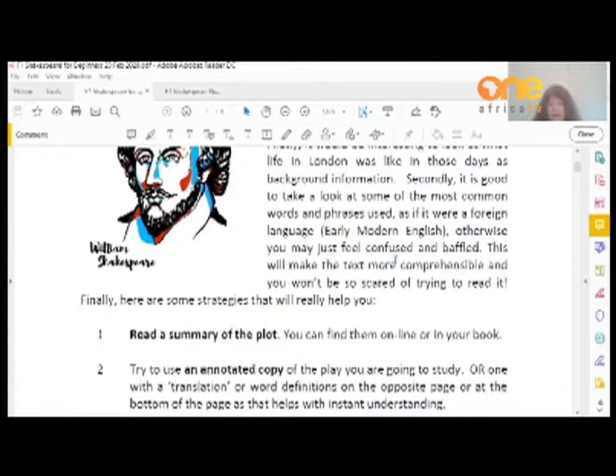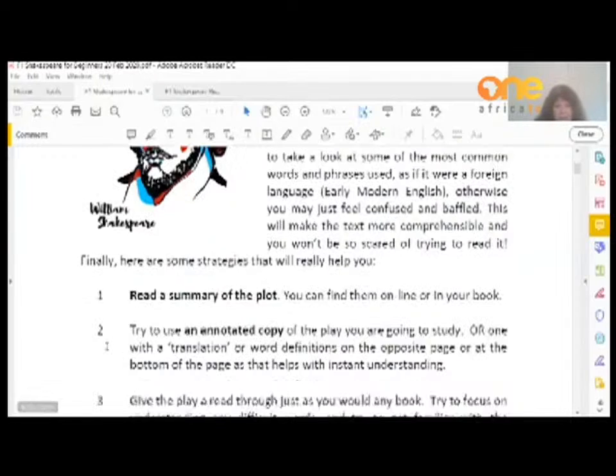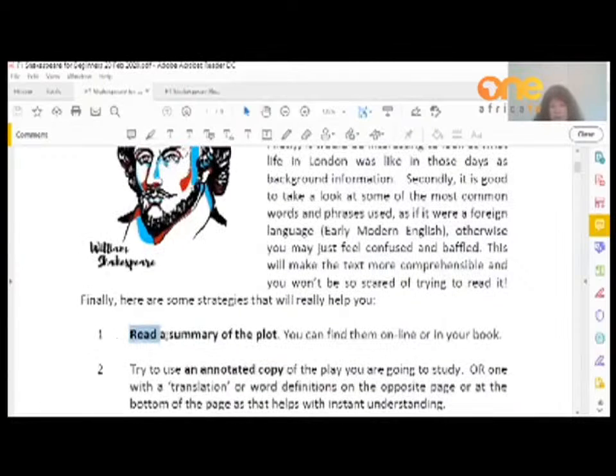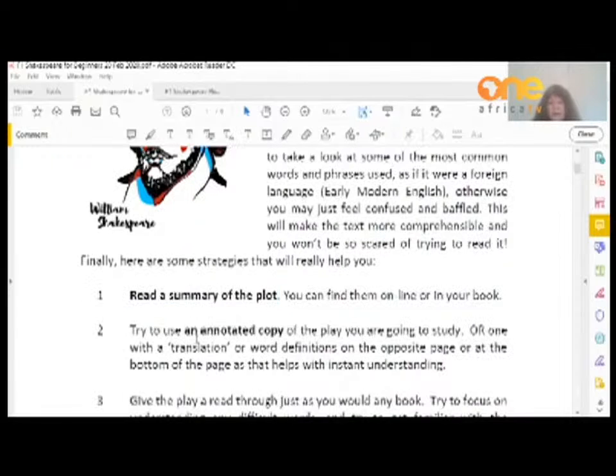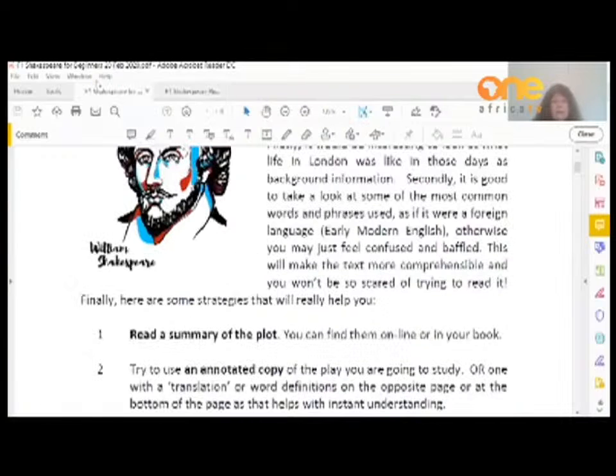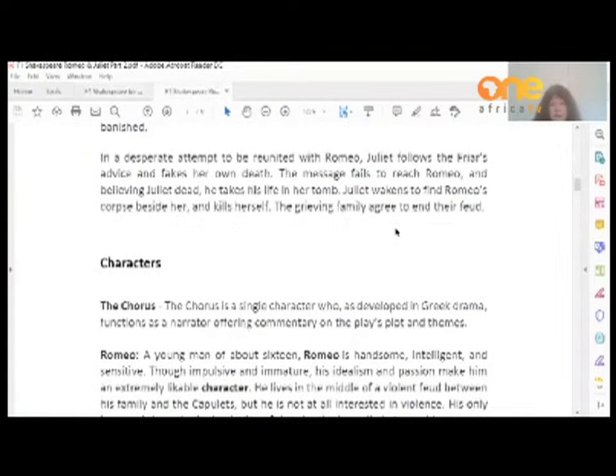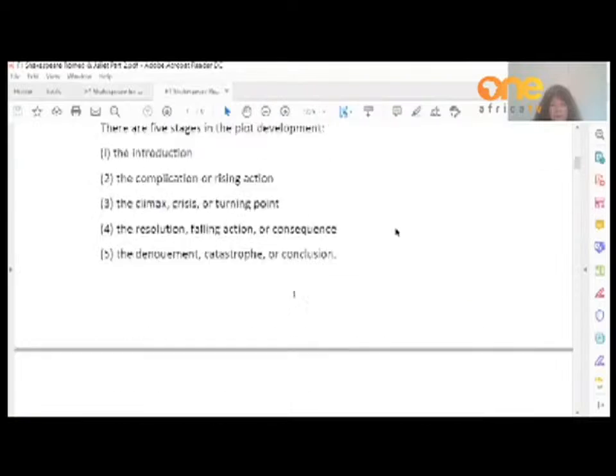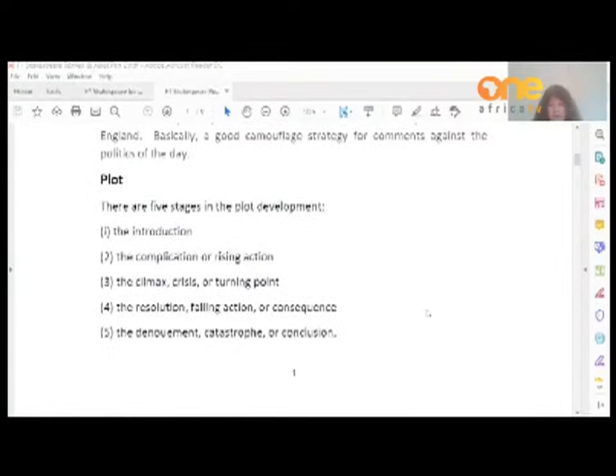Okay, right, so here are some strategies that we're going to use to help you read your Romeo and Juliet, understand it, and be able to answer questions on it. The first thing you need to do is read a summary of the plot, which you can find online or in the actual book itself. So let's take a quick look at a summary of the plot. Right, let me move this. Summary of the plot. Okay. Oops, that's characters. Right, here is the plot that we're looking at.